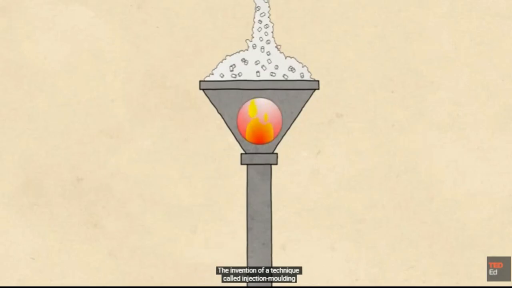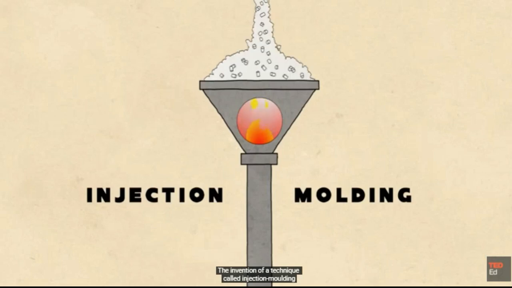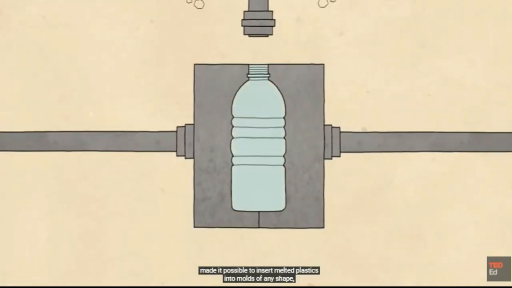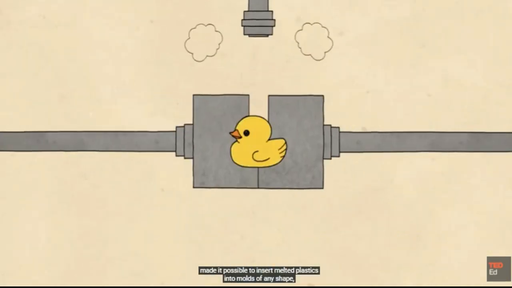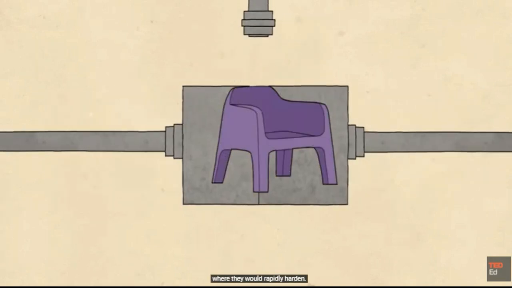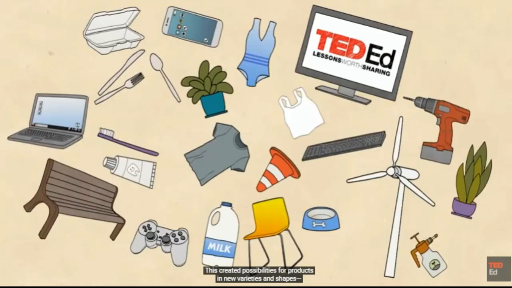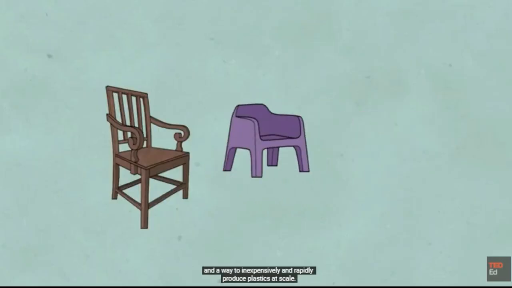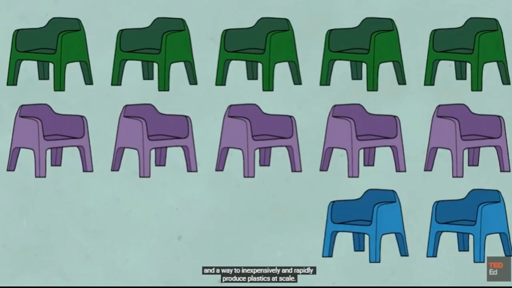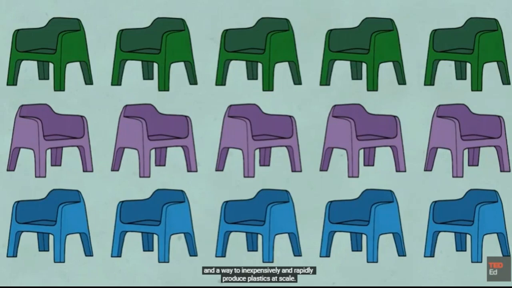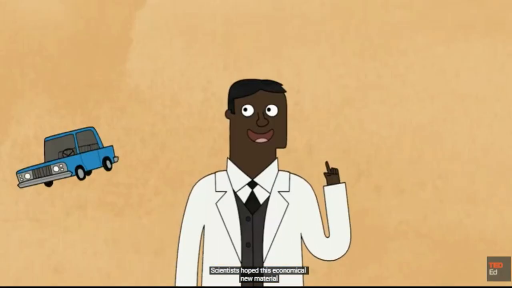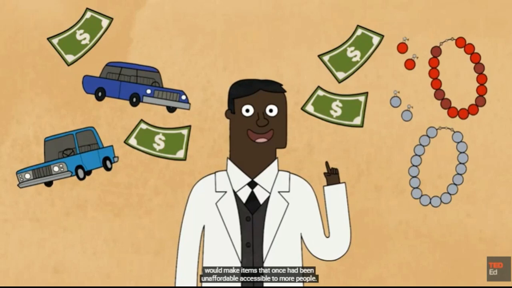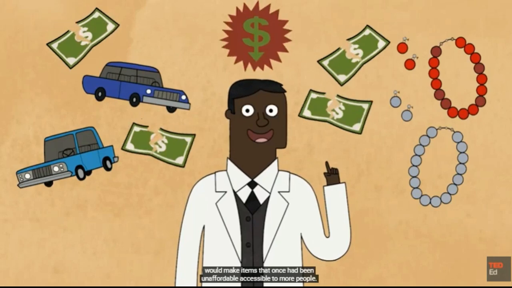New manufacturing technologies accompanied this explosion of materials. The invention of a technique called injection molding made it possible to insert melted plastics into molds of any shape, where they would rapidly harden. This created possibilities for products in new varieties and shapes, and a way to inexpensively and rapidly produce plastics at scale. Scientists hoped this economical new material would make items that once had been unaffordable accessible to more people.